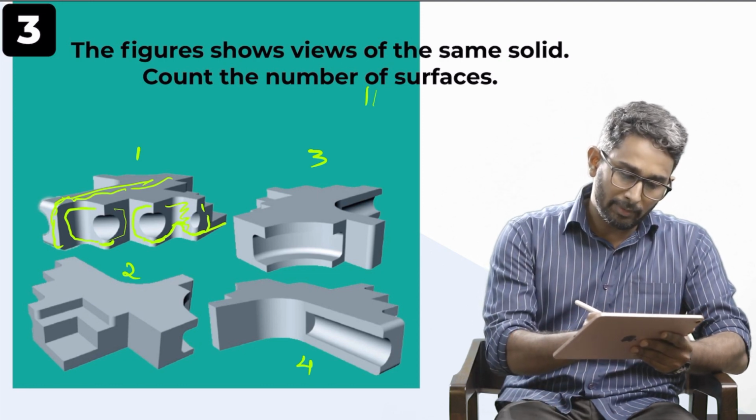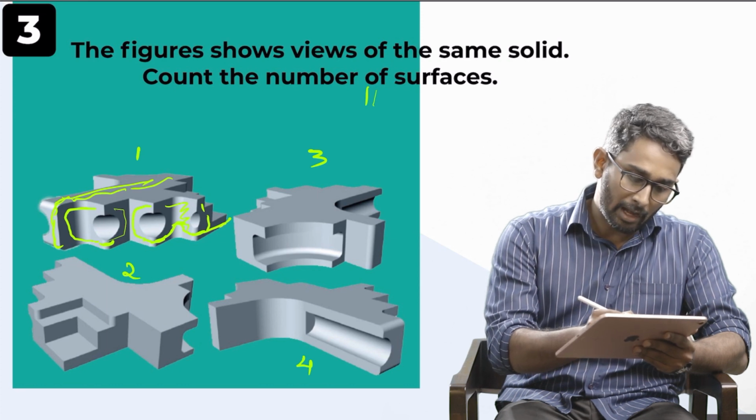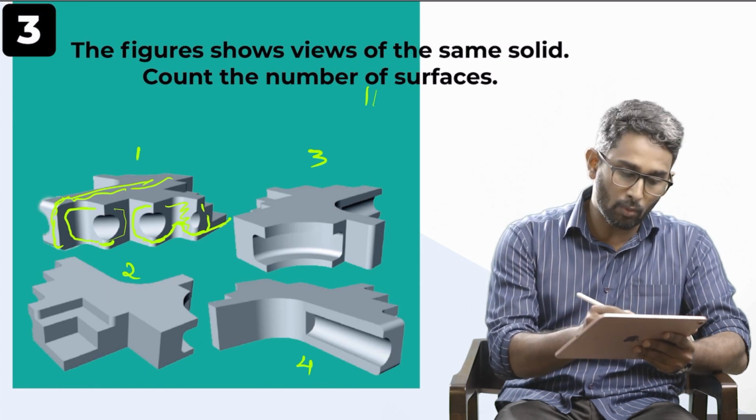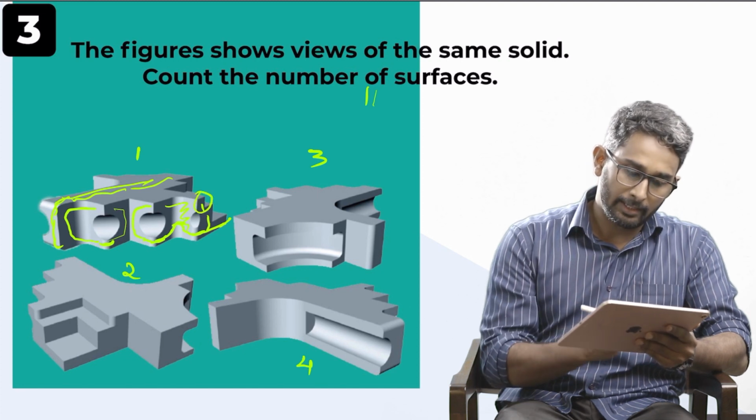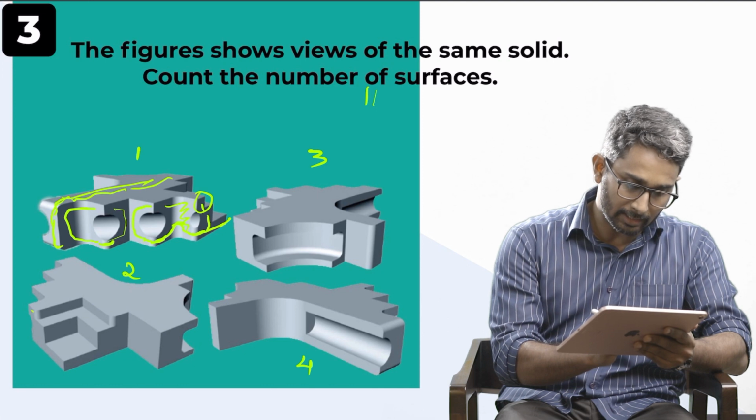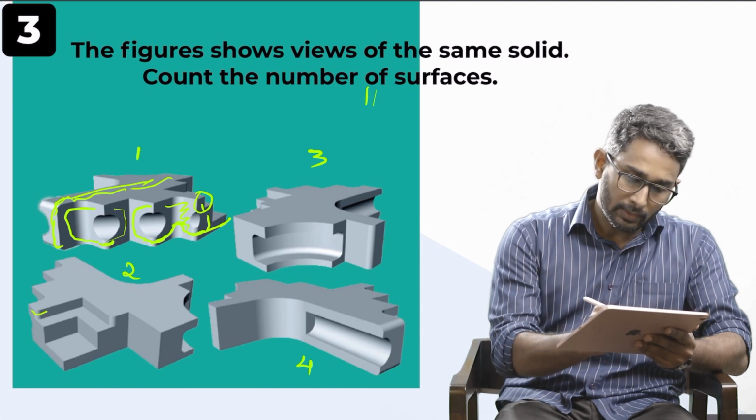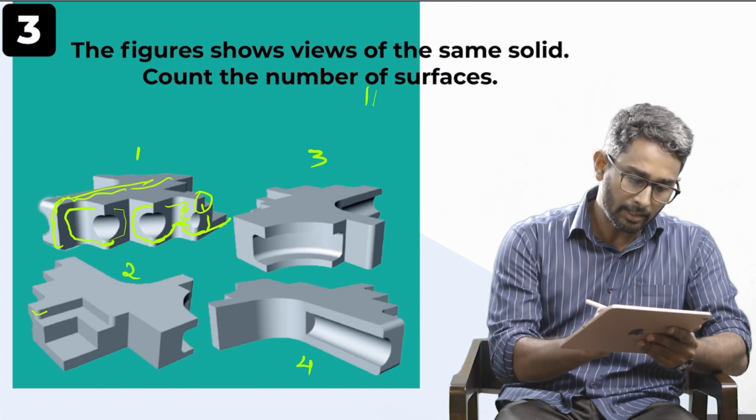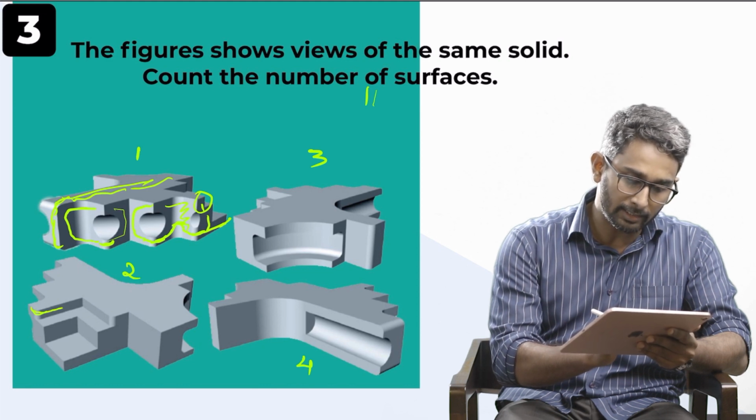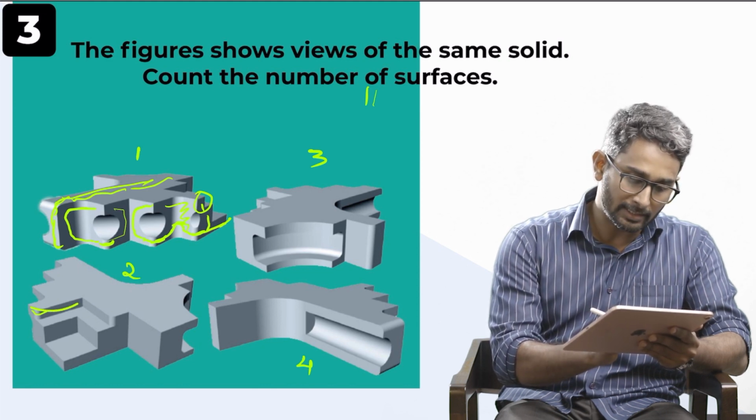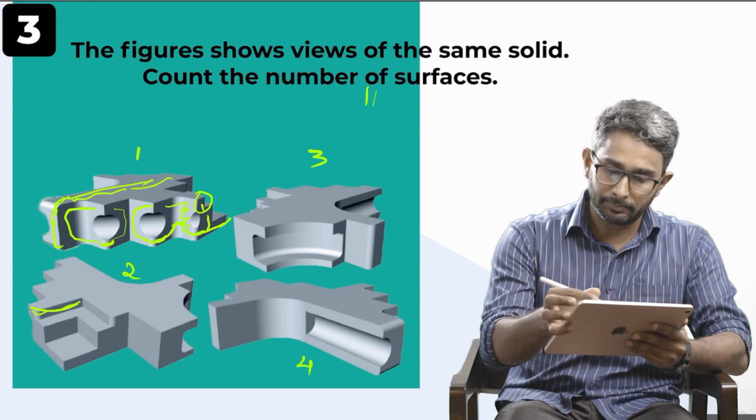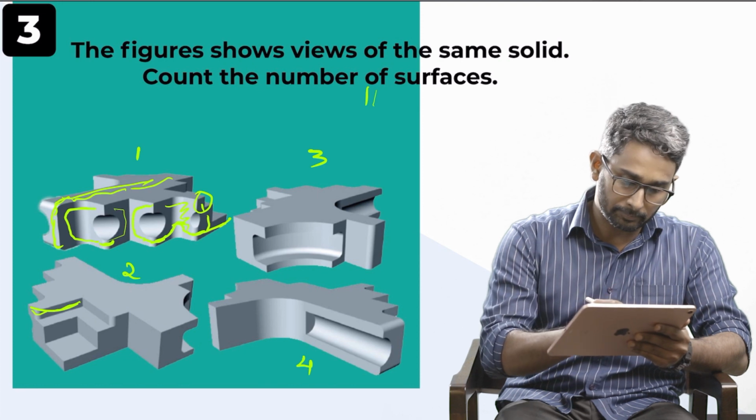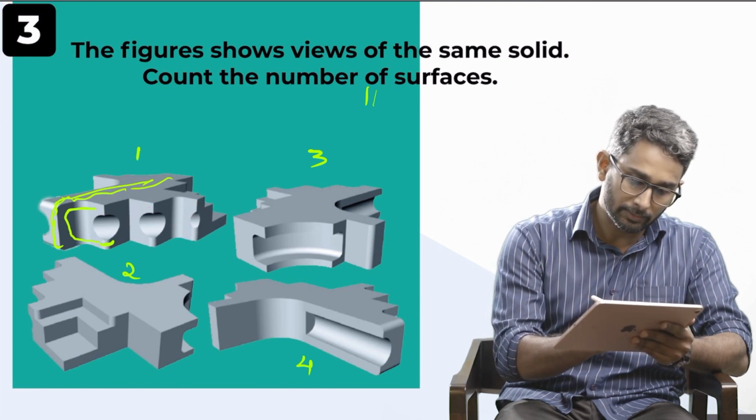Before leaving it at that, we have to consider the second view of this solid as well. If you look closely at this part, again there is a curvature, and this surface is continuing from here and also continuing to the second view of the same solid. So let me mark it with another color. So this is a surface.